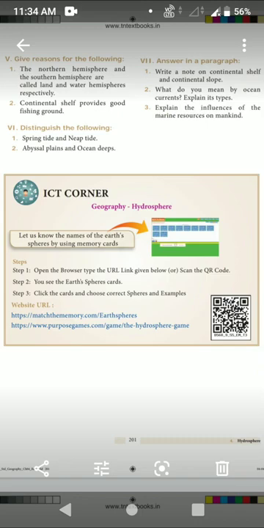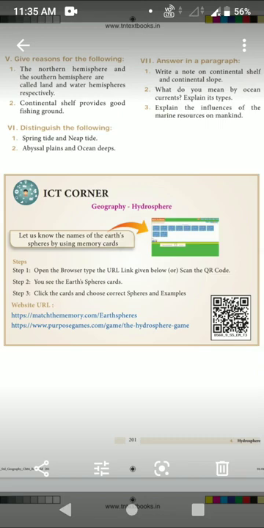Next question is, continental shelf provides good fishing ground. Give reason why the continental shelf provides good fishing ground. Because the continental shelf is shallower, thus enables sunlight to penetrate through the water. This encourages abundant growth of grass, seaweeds, and plankton. Hence, these zones become the richest fishing grounds in the world. Example, the Grand Banks of Newfoundland.